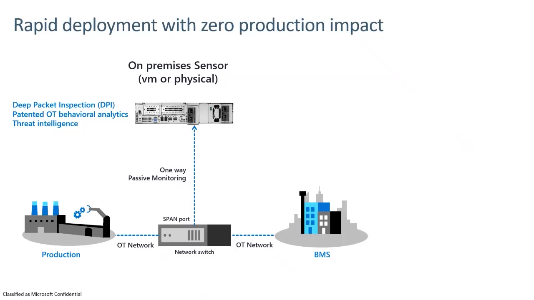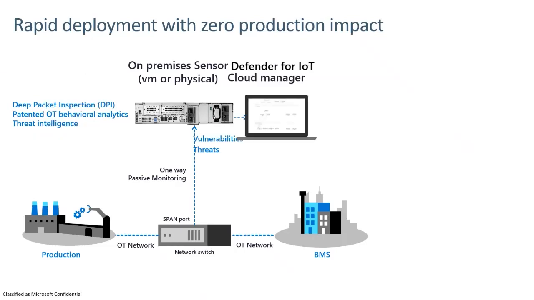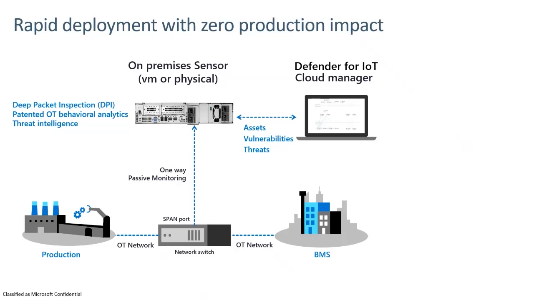So that's one connection. And the second connection we make is to the management port of the sensor, which would connect to the management network. And the reason why we do that is because we would use that connection to bring up the sensor GUI and subsequently connect it to Azure.